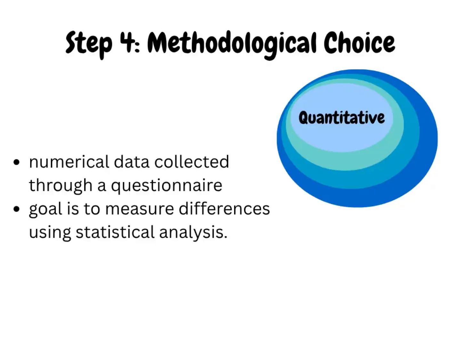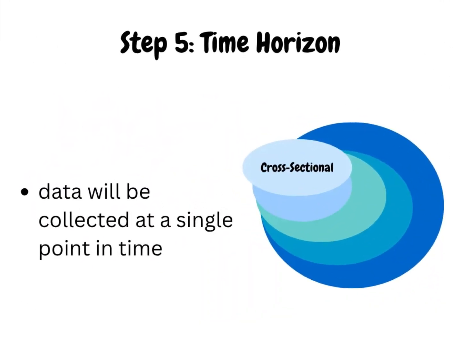The next layer is the time horizon. The time horizon refers to the time frame of the research study. In this example, the research design is cross-sectional. This means the data will be collected at a single point in time. Students complete the questionnaire once, and the researcher analyzes the results. Cross-sectional studies are very common in survey research because they are efficient and practical for academic projects.